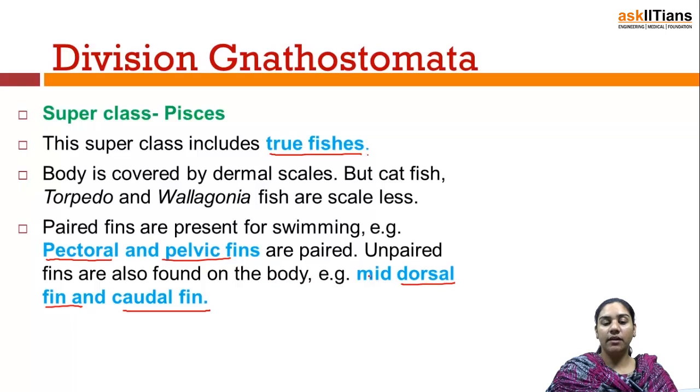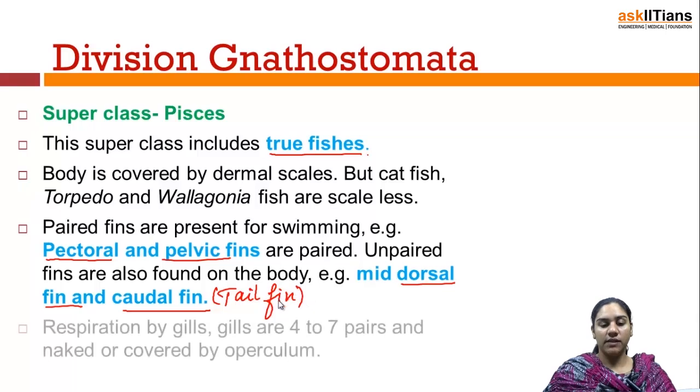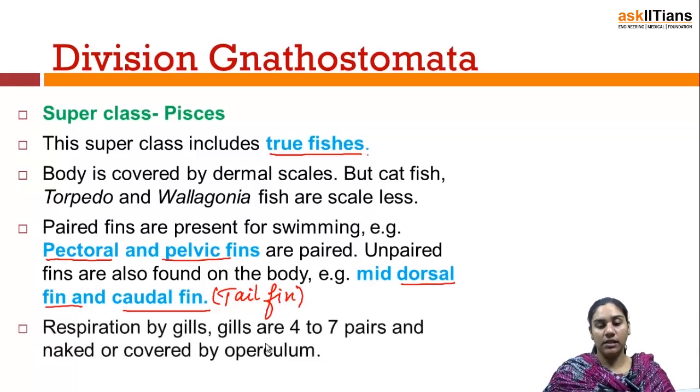About the unpaired fins, the first one is the dorsal fin. They are present on the back of the fishes. They assist the fishes in taking sudden turns or stops, and it also prevents the fishes from rolling. The caudal fin is also known as the tail fin, and it is used for propulsion. The respiration is by gills, and gills are 4 to 7 pairs, and they may be naked or covered by the operculum.